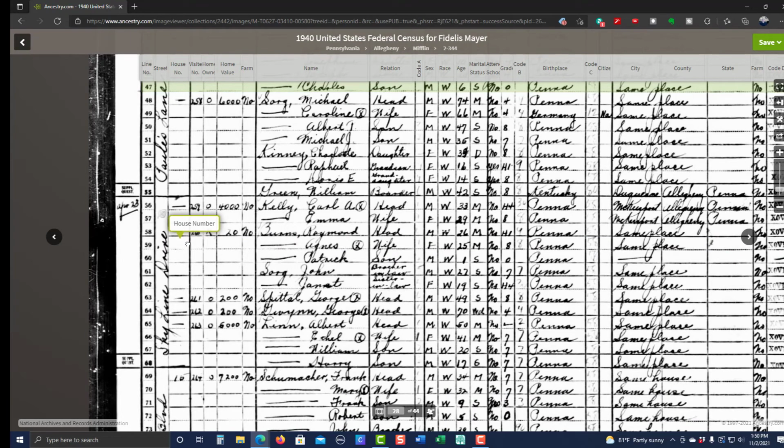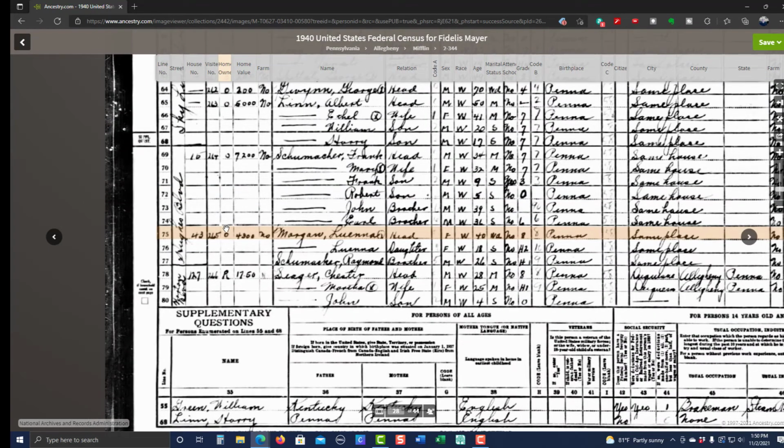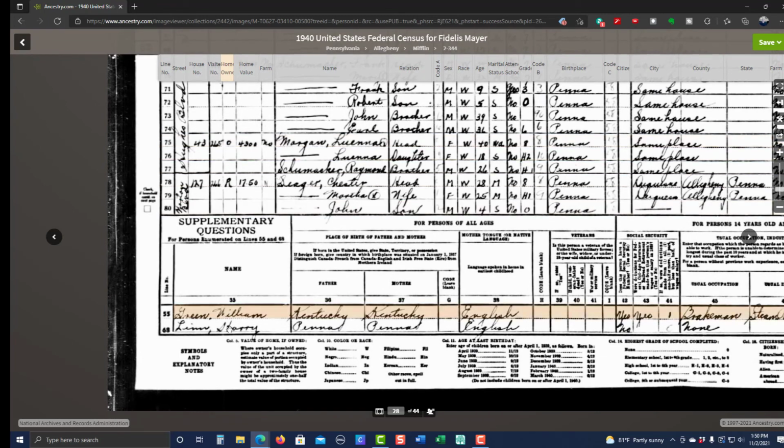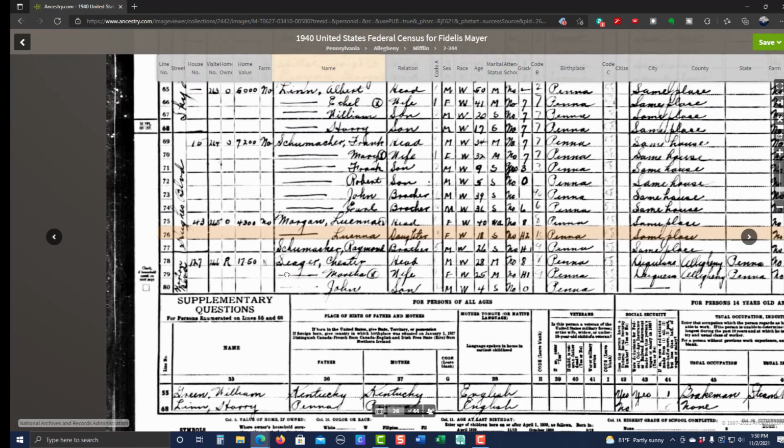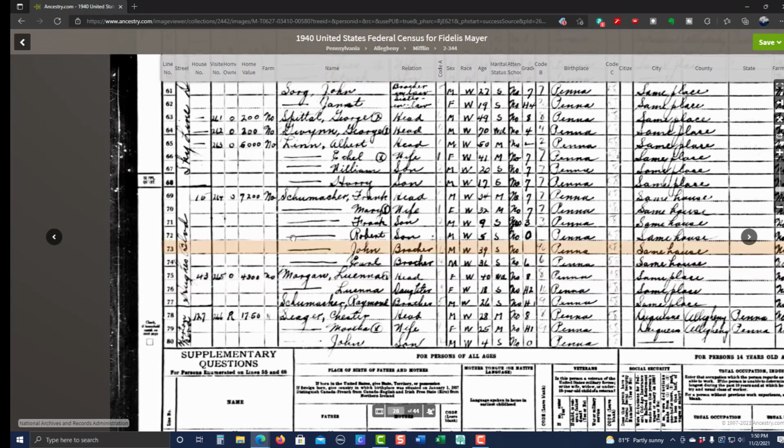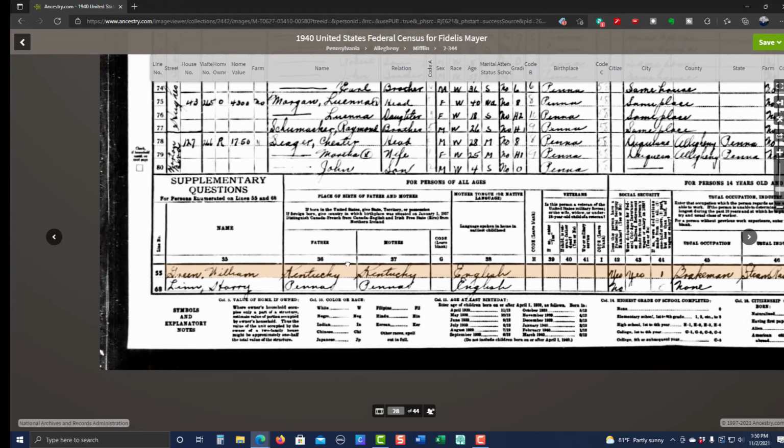He's a 42-year-old white man. The other person who randomly got lucky to answer some supplementary questions is Harry Lynn on line 68. Harry Lynn is the son of Albert and Ethel Lynn. He's a white male, 17 years old. These are the questions they asked him.